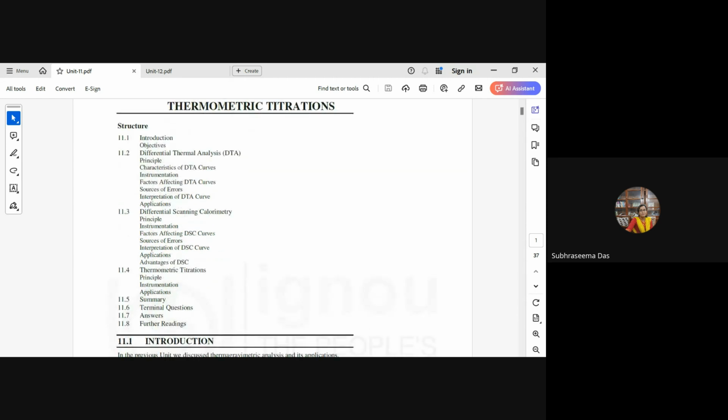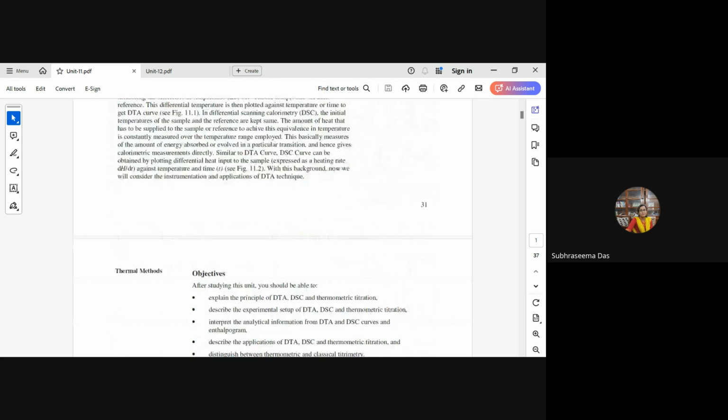So last class we were talking about TGA, that is thermogravimetric analysis, and we also talked about DTA, that is differential thermal analysis, in the last class. We'll just have a recap of DTA and then we'll proceed with DSC and thermometric titrations today.